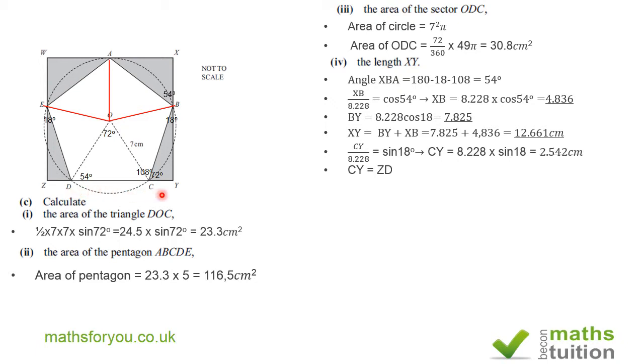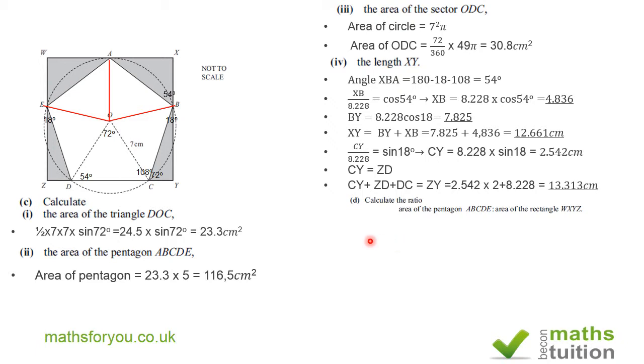So now the length of ZY becomes ZD plus DC plus CY. So ZY is now 2.542 times 2, because CY is equal to ZD, plus 8.228. So ZY is now 13.313 centimeters. That's the length of ZY.